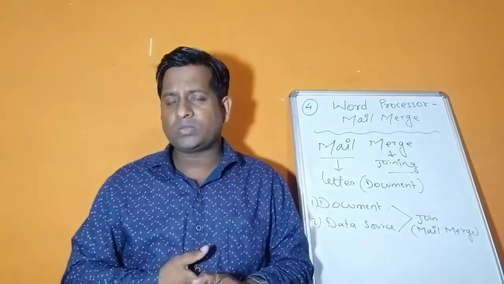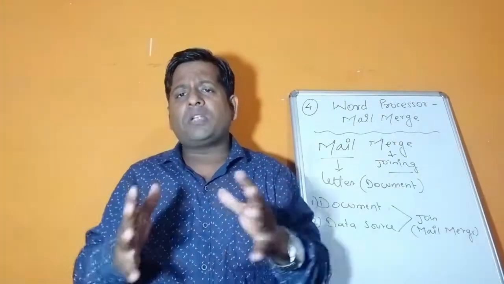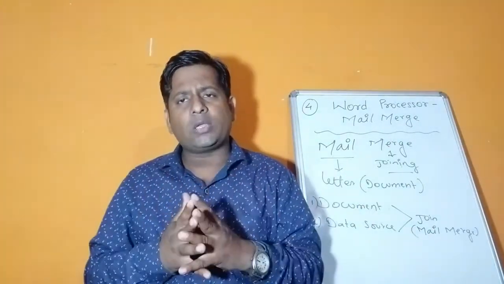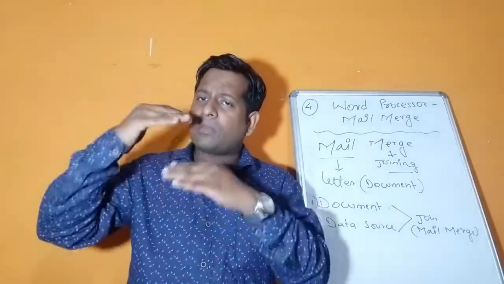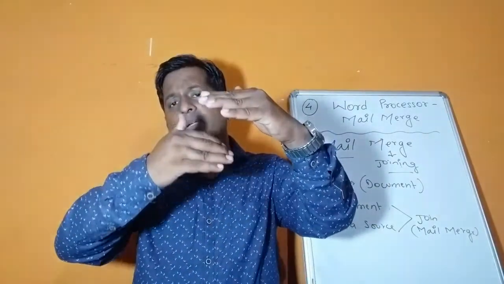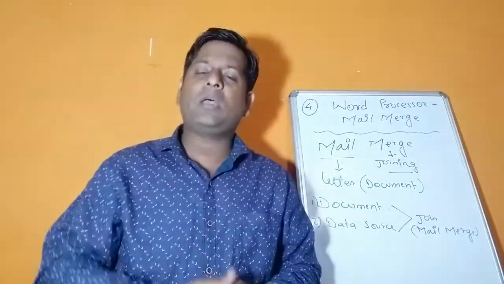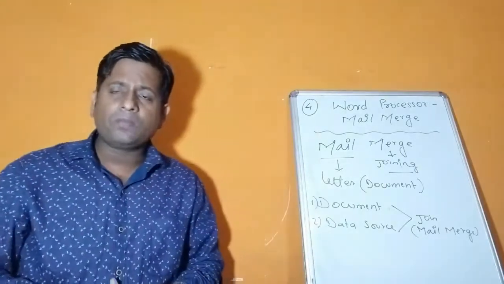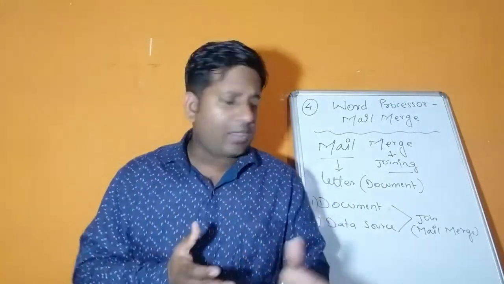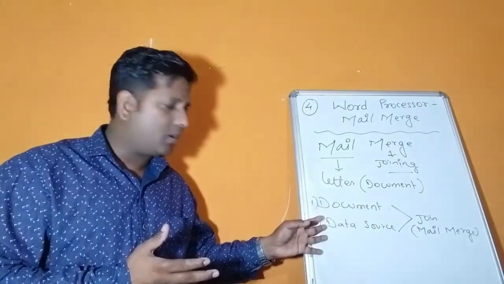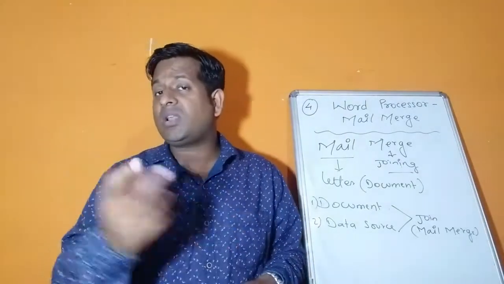So once you have a document as well as a data source, the next part is what? Simply merge, simply combine, simply join. Once you join, you get a merged document. In the merged document you will find the body part is there as well as the name appears. When you click on the next option, you will find the body remaining the same but the addresses and names changing. So within a fraction of a second, if you have hundreds of names and addresses, that many letters can be produced within seconds, with a single click.